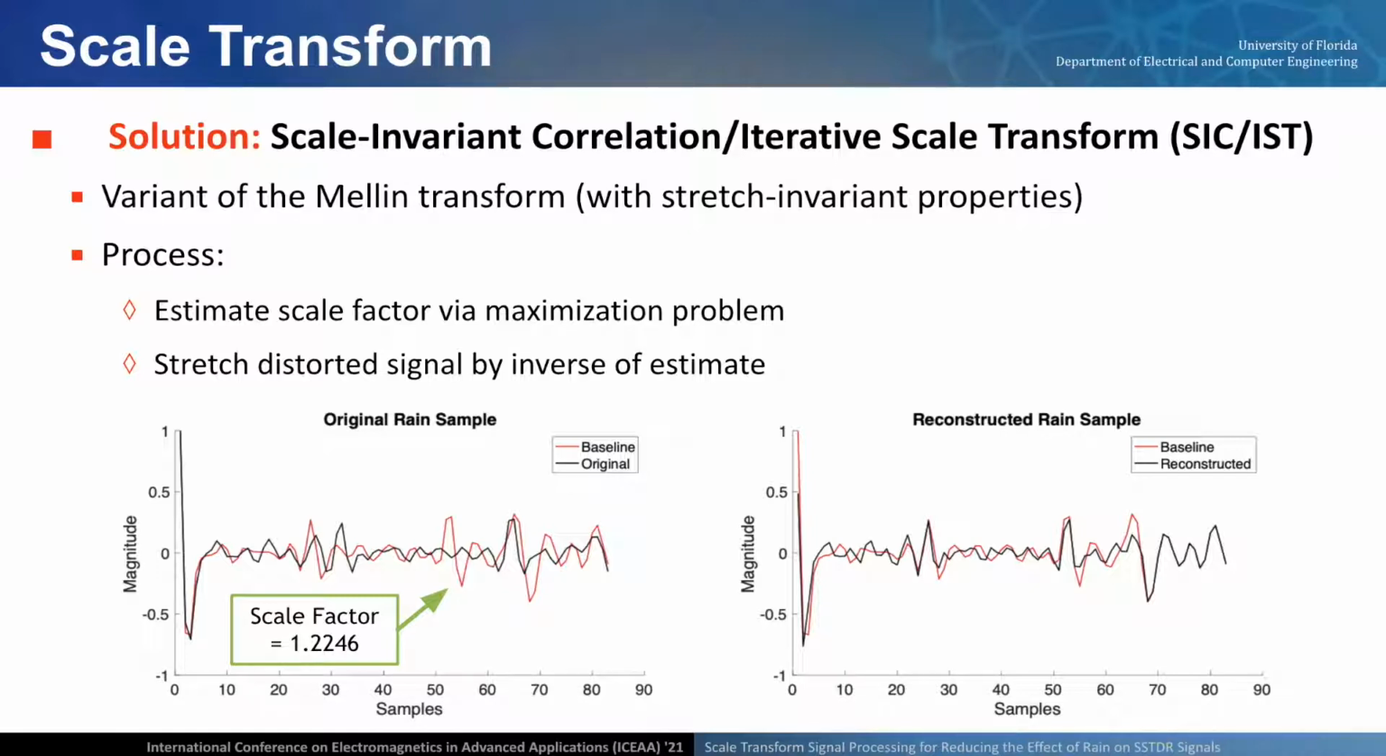What this means for us is that we're able to take this noisy rain signal that's been distorted and bring it back into a form where we don't see any effects from rain. That way, we can perform baseline subtraction on this new reconstructed signal.